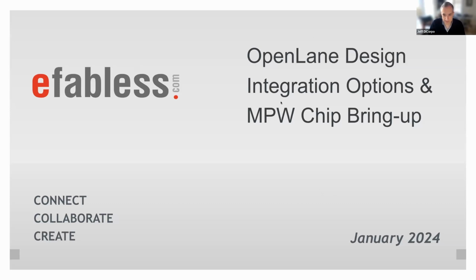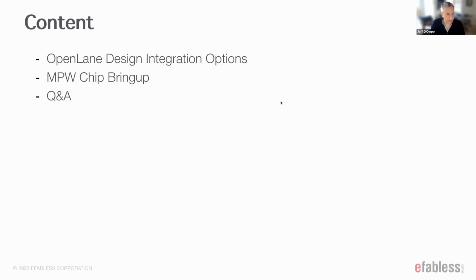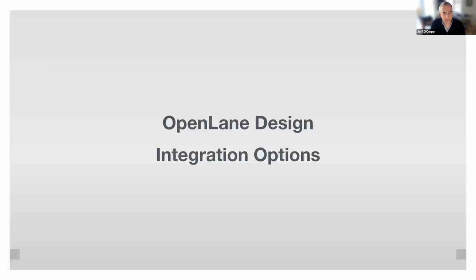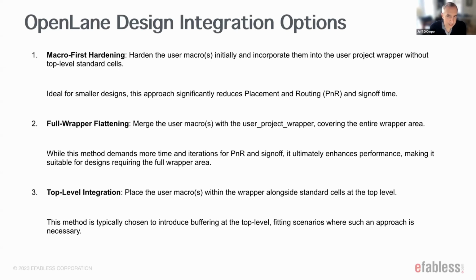Okay, so just to get started here. I mentioned the topics for today. So we'll start with OpenLane design integration options. As we covered last time, there are really three options. I've relabeled them here a little bit. At the end of this section, I'll point you to a new document that we published that walks through and covers a lot of the specifics of what I'm walking through here. It was developed by some of the folks on our team. I'll provide a link to that so you can come back and refer to it after the webinar. But the first method is what we call macro first hardening.